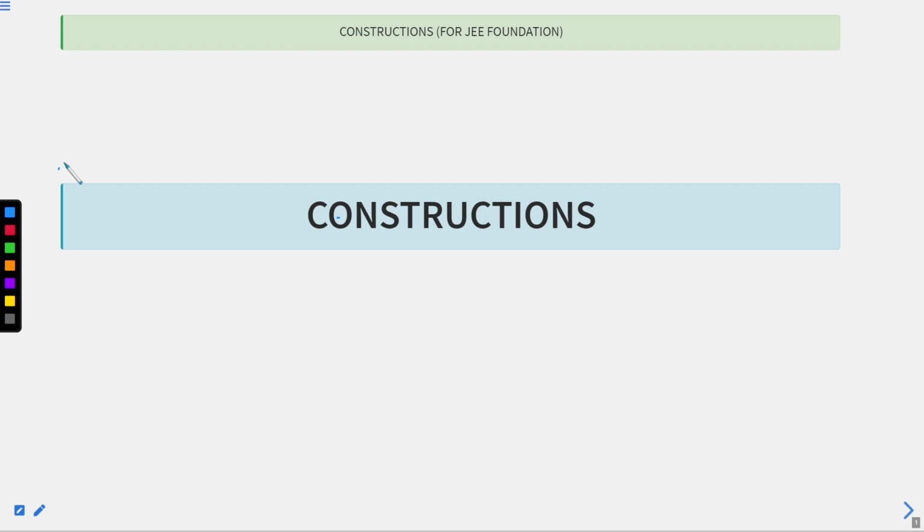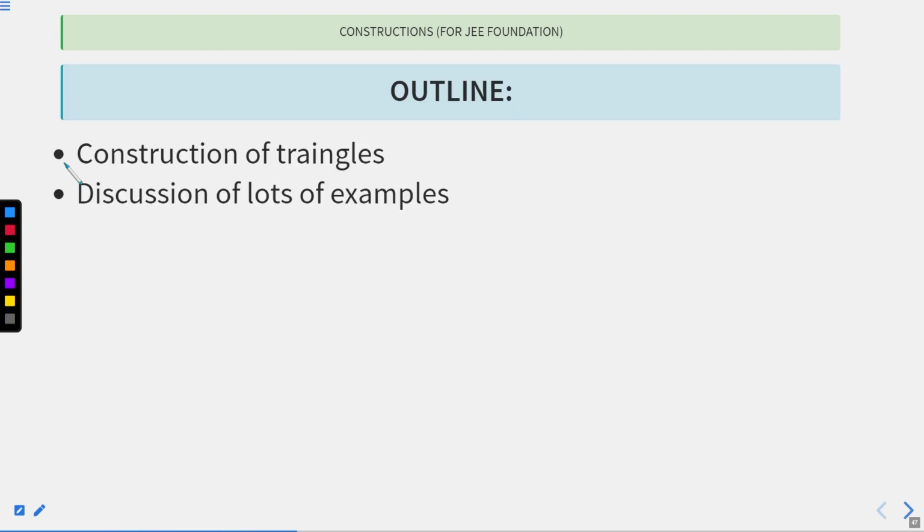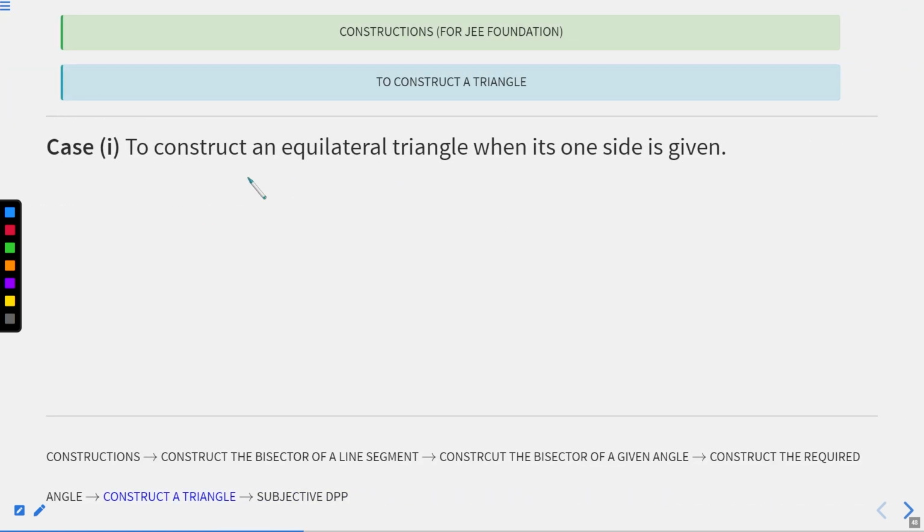Okay, so let's begin with today's outline. The first and the main thing in our today's lecture is to construct a triangle if a base is given, if an angle is given, if two sides are given, and there might be some more or other conditions according to which we have to construct our triangles, and we will see through various examples of it. Okay, so let's see our first example or the case.